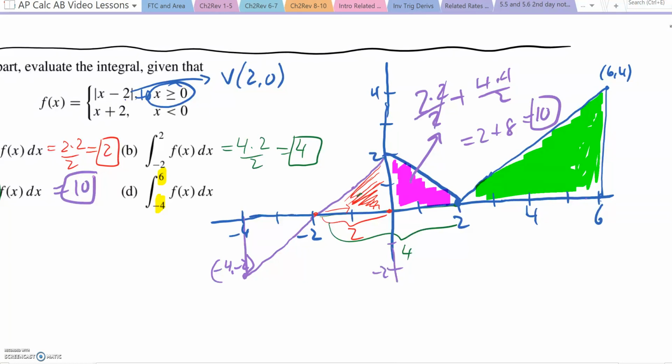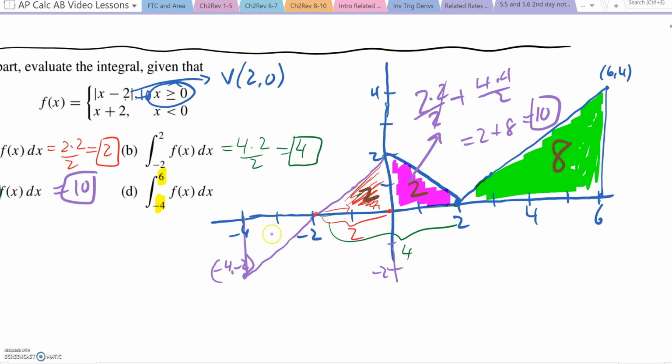There's part C. All right, part D, we're going to go from -4 to 6. Now I'd like to be a little slick here. We actually have already calculated all the areas. Okay, so hopefully you've kind of realized we have areas. This area out here was 8. This area right here is 2. This area right here is 2.